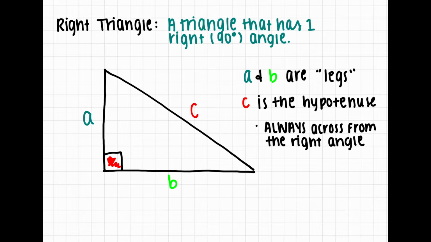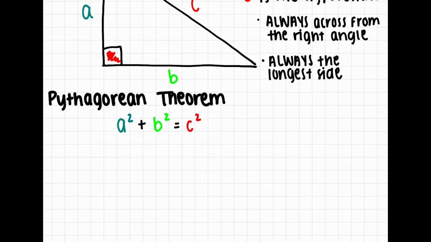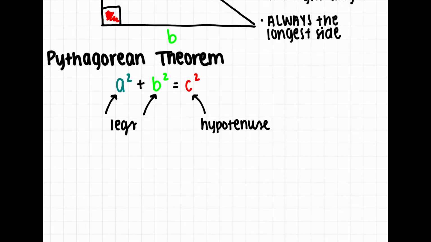So there are two things you need to know about the hypotenuse. First, it's always across from the right angle. And then the next thing is that the hypotenuse, that one that I have labeled as C, is always the longest side. So keep those two things in mind as we're moving forward. So now we're getting into the actual Pythagorean theorem, and remember, that's your a squared plus b squared equals c squared. And remember also, just from that drawing, a and b are the legs, and c is the hypotenuse.